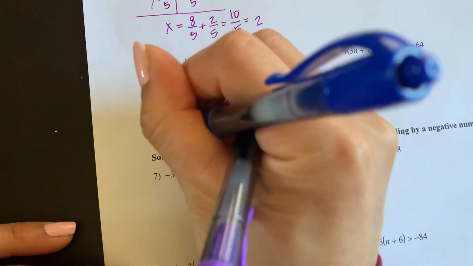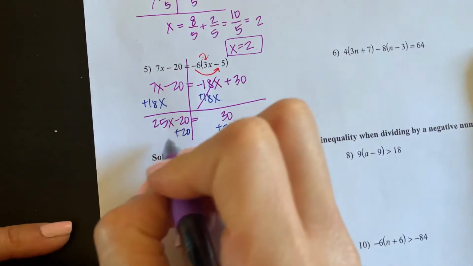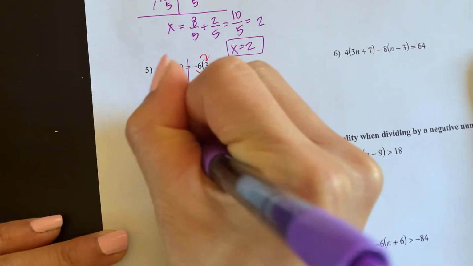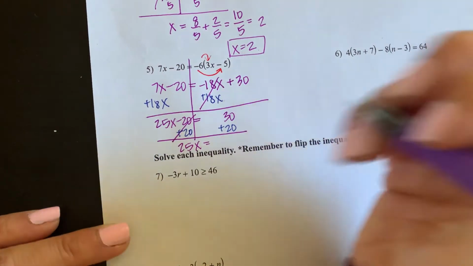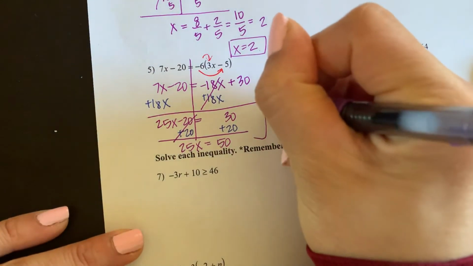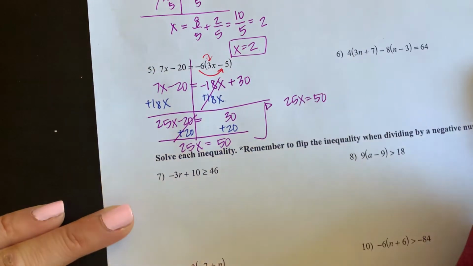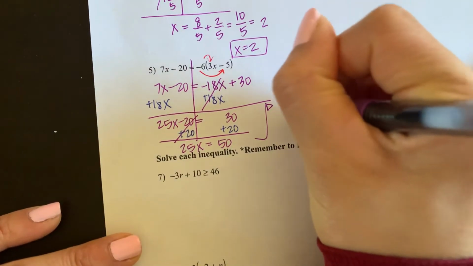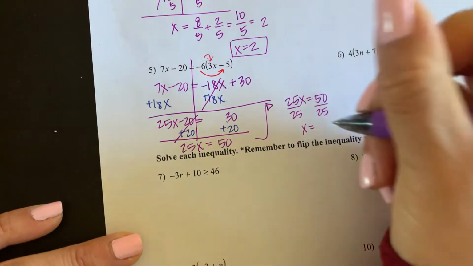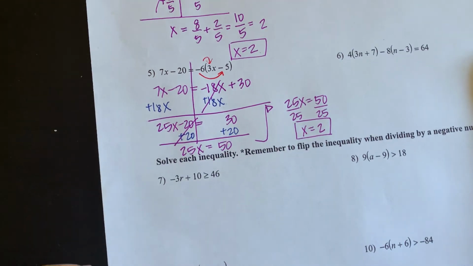I'm going to add 20 to both sides. I have 25x, 30 plus 20 is 50. Oops, I ran out of room. I'm going to go ahead and divide by 25. 50 divided by 25 is 2. So x equals 2.